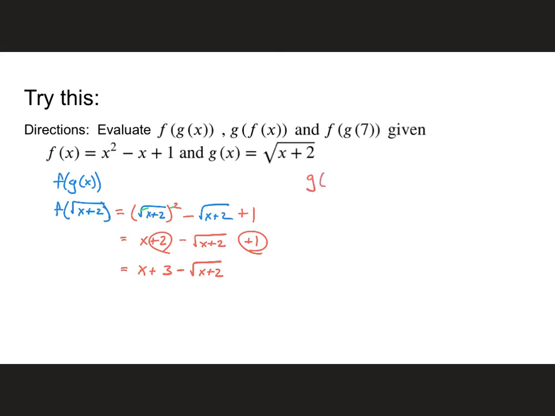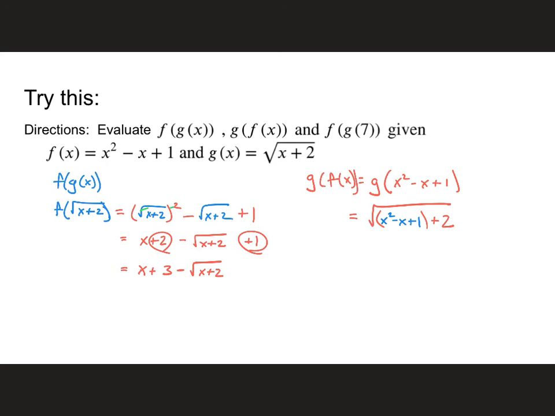Let's do g of f of x. So what's that mean? That means I take g and I'm going to replace the x with f of x, which is x squared minus x plus 1. All right, that means that when I look at function g, which is the square root of, it's not x anymore, now it's x squared minus x plus 1 plus 2, all of that underneath the radical.